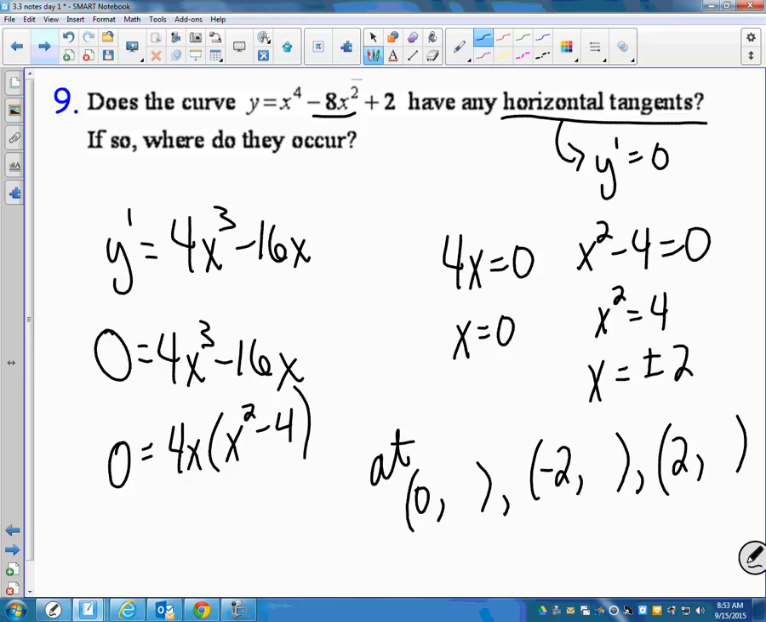So if I plug 0 into the original function, what do I get? 2. That one's easy. If I plug in negative 2 and positive 2, am I going to get the same answer? Yes, because it's even, right? See how this is a 4 and a 2 power? I think it's going to be the same answer, so I'm just going to do it once. What's 2 to the 4? 16. 2 to the third is 8. 2 squared is 4 times 8 is minus 32 plus 2. Negative 14. It's going to be negative 14 for both of those.